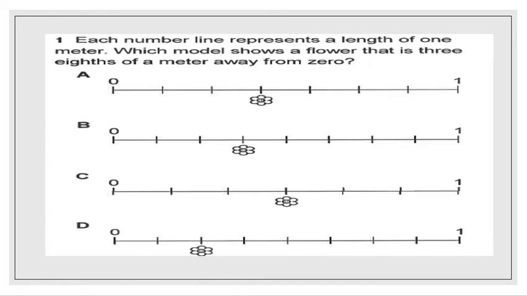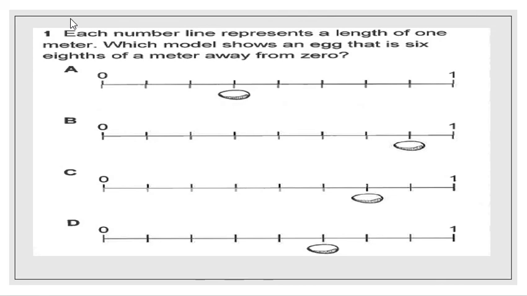It's just like before, it's more of just a practice, just to make sure that you guys understand the questions as well. And then we'll go back over it next week, okay? So our first question for homework for today is, each number line represents a length of 1 meter.